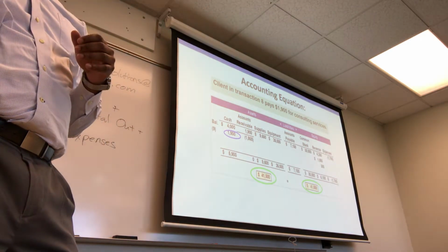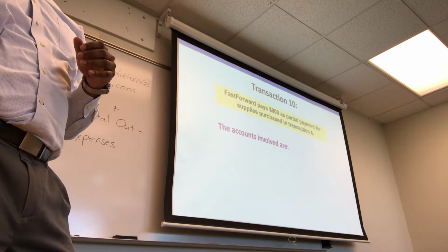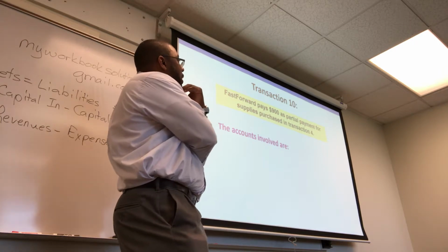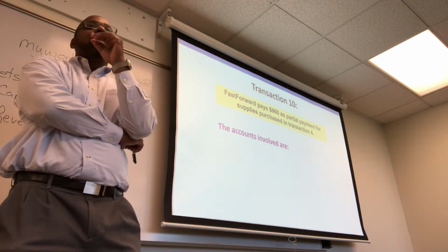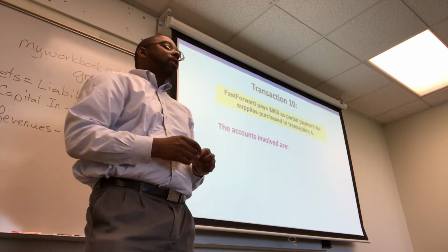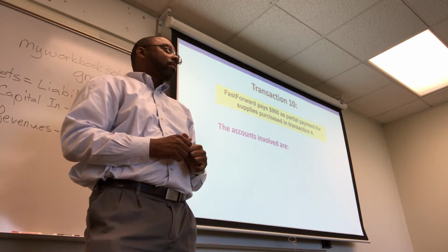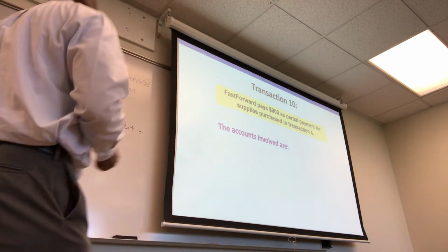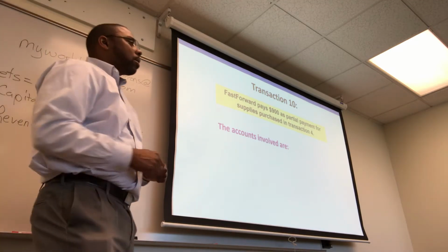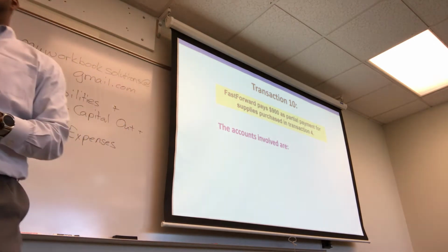All right. Another transaction. Fast Forward pays $900 as a partial payment for supplies purchased on transaction 4. If you reflect back to transaction 4, they bought supplies on credit. Now they're going to pay a part of that bill. Let me say something here, because eventually, well, nah, that's too far. Don't worry about it right now. I'm not going to take you that far forward. Let's just deal with this one.